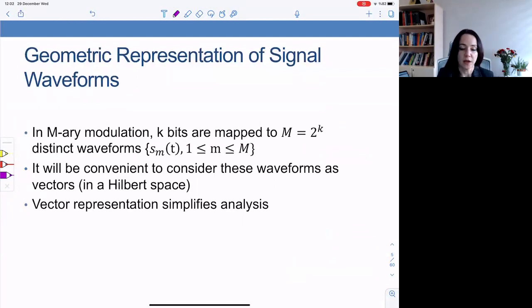Okay. Now, as I said, in M-ary modulation, we have M different waveforms. These are continuous signals, pulses, etc. And they can be in various shapes and amplitudes. But can we find a systematic way of thinking of these as vectors? We will do this by mapping them as points in a Hilbert space.